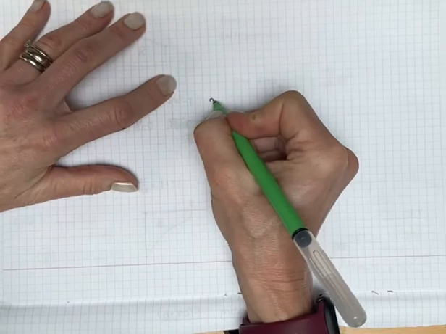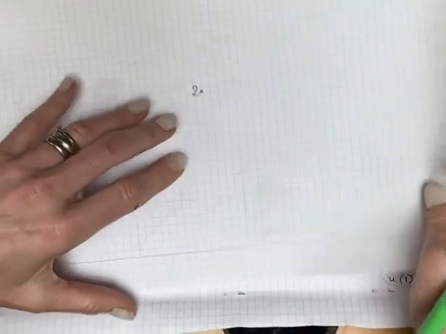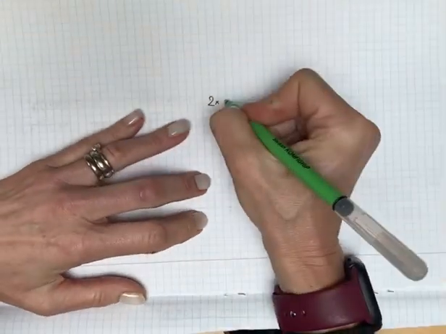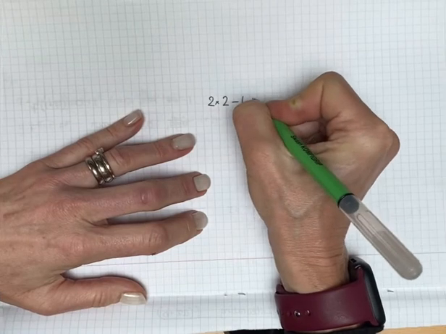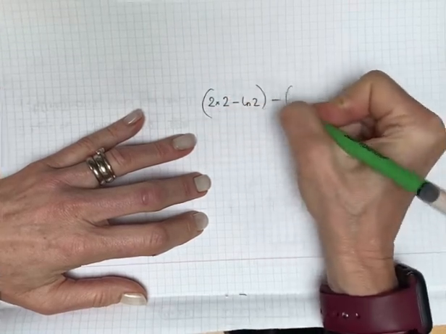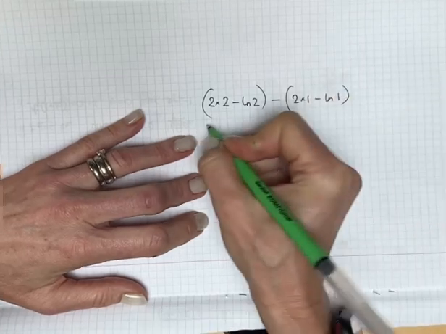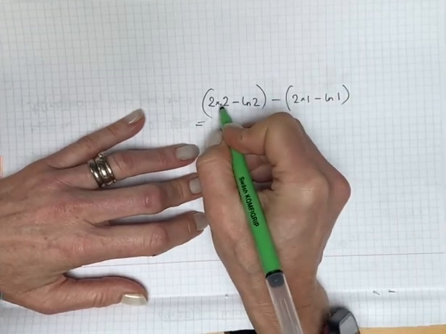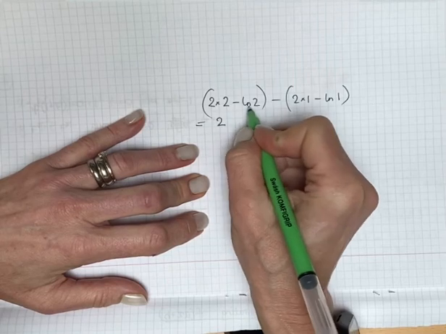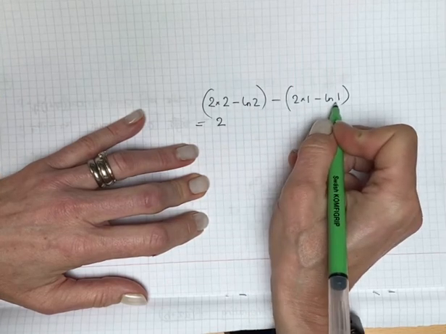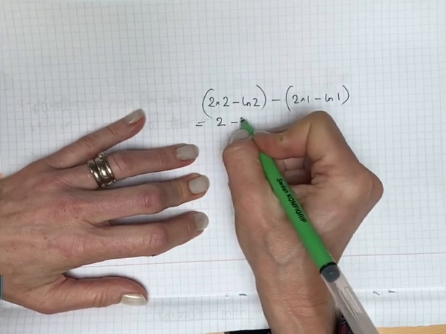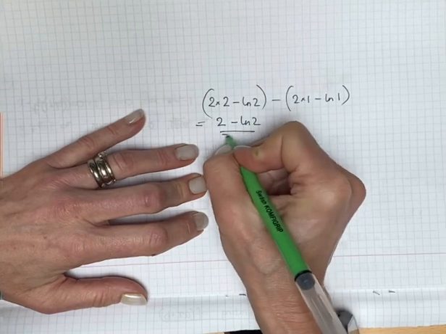So you're going to have, let's just double check, 2u becomes 2 times u minus ln u, so 2 times 2 minus ln 2, minus 2 times 1 minus ln 1. So it's 4 minus 2, which is 2, ln 2 minus 0, so it's just 2 minus ln 2. And it's done.